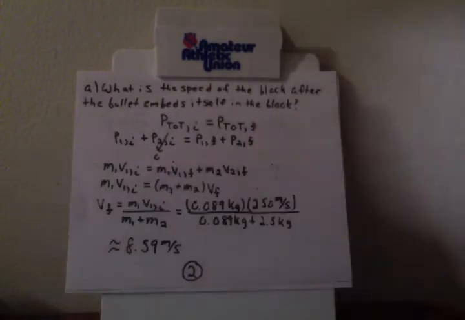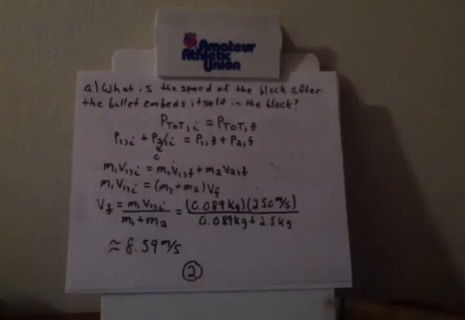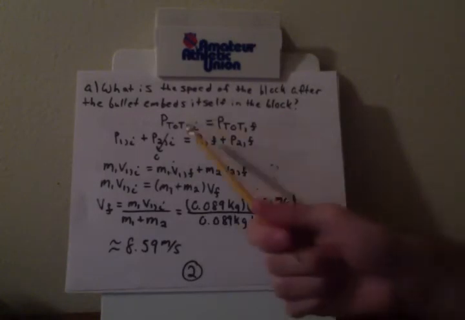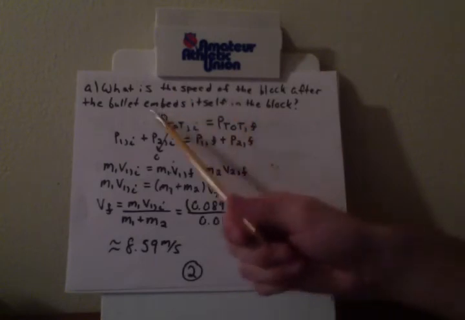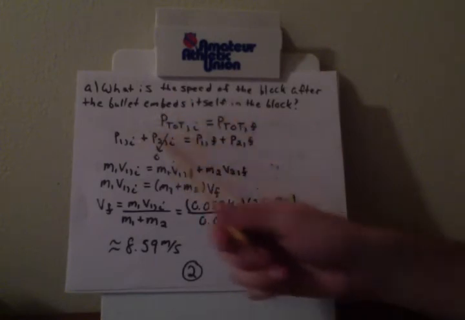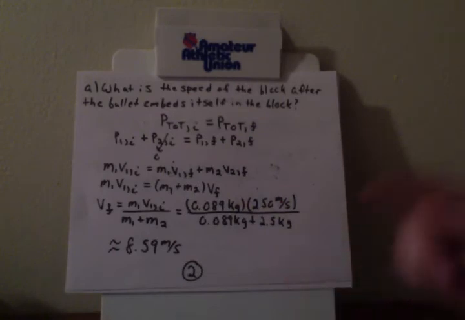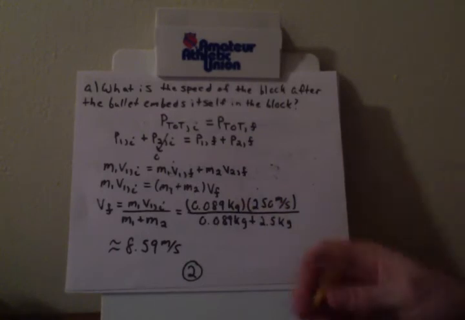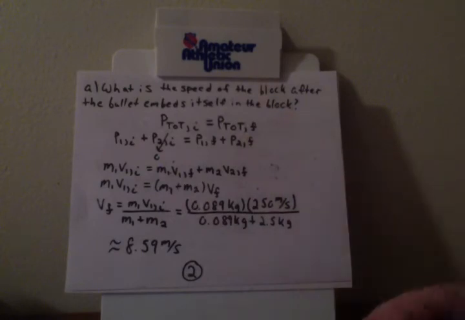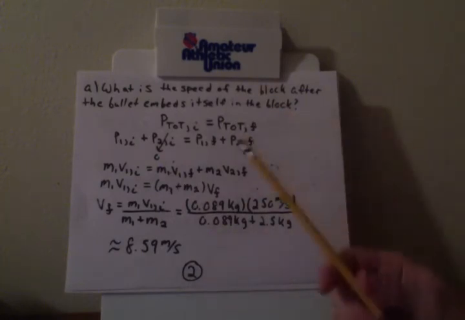Okay. So part A asks about the speed of the block after the bullet embeds itself. And also, before I begin, I don't have any vectorized notation because we're only dealing with the x-axis because the bullet's traveling horizontally. So all of these are implied to be in the x directions.